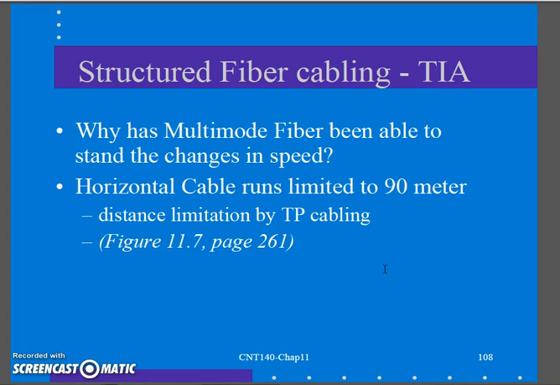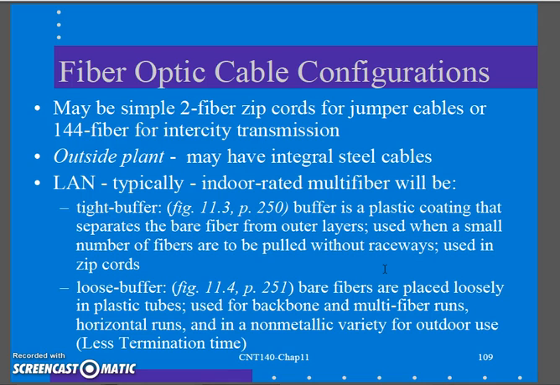We still have been able to keep using multi-mode fiber because in our building we've kept our horizontal cable runs at 90 meters, and multi-mode fiber can usually go 100 to 500 depending on our light source. So that's usually enough to connect closets in our building. So it still has a good use in most LAN environments.